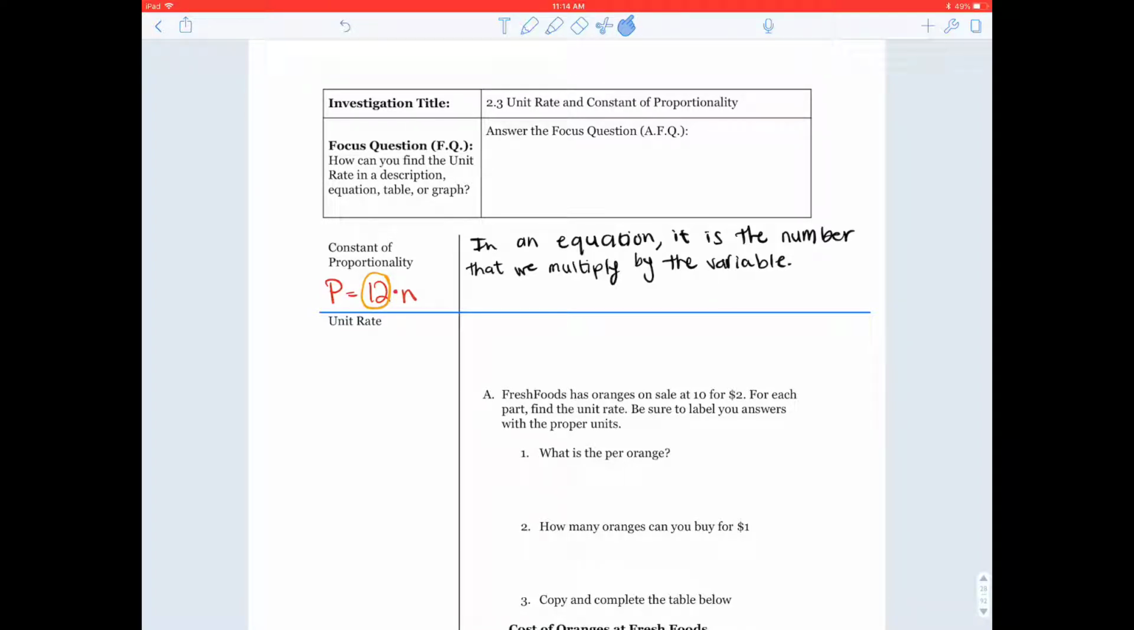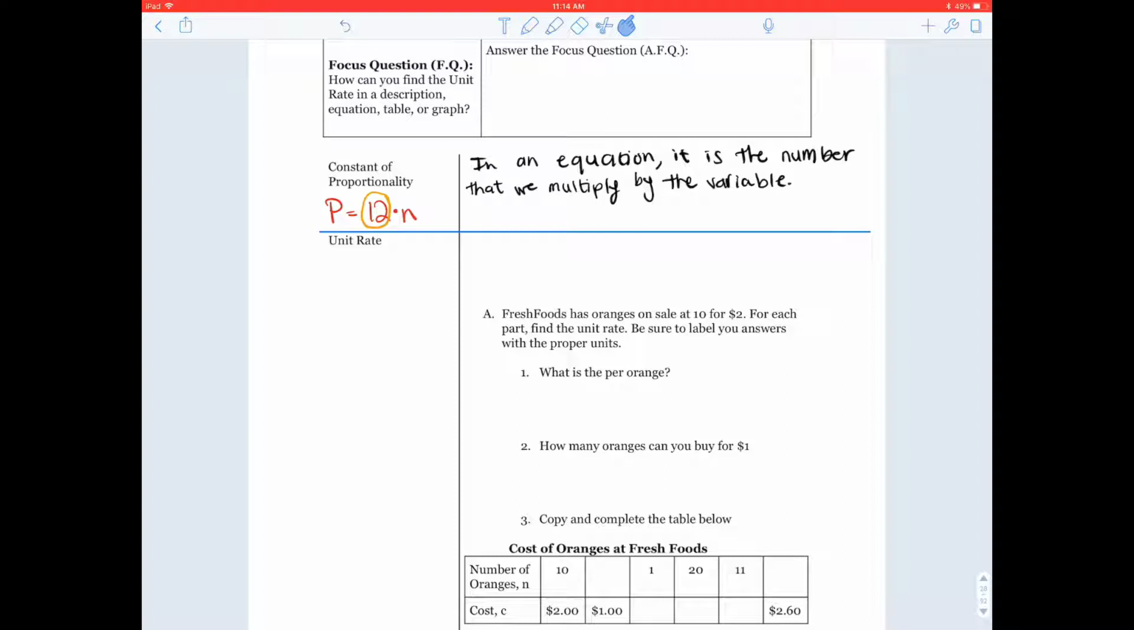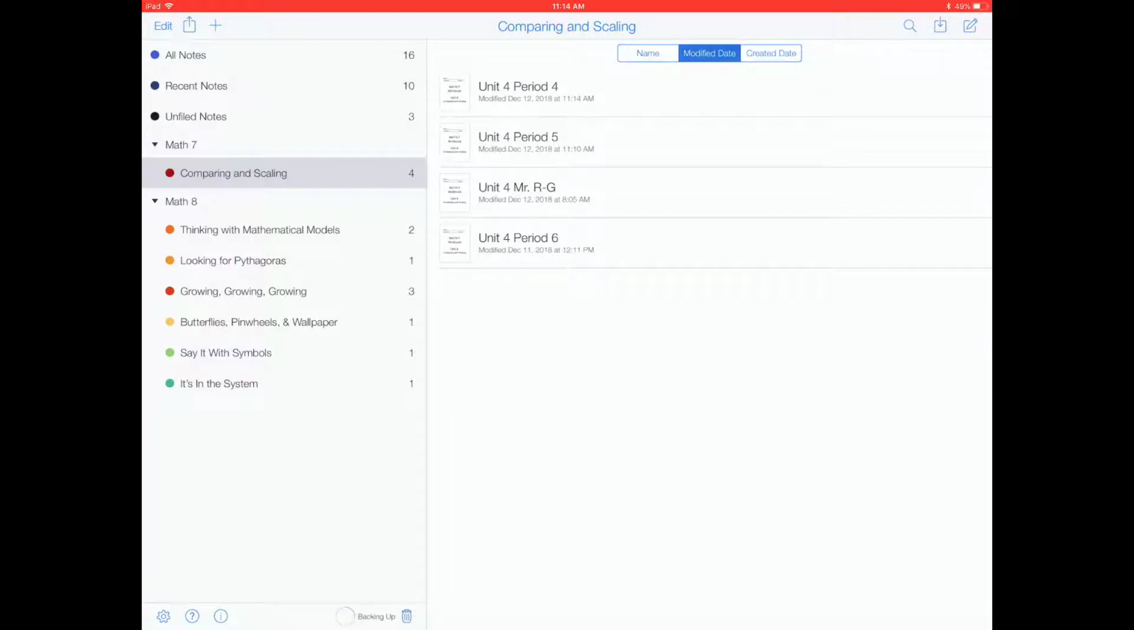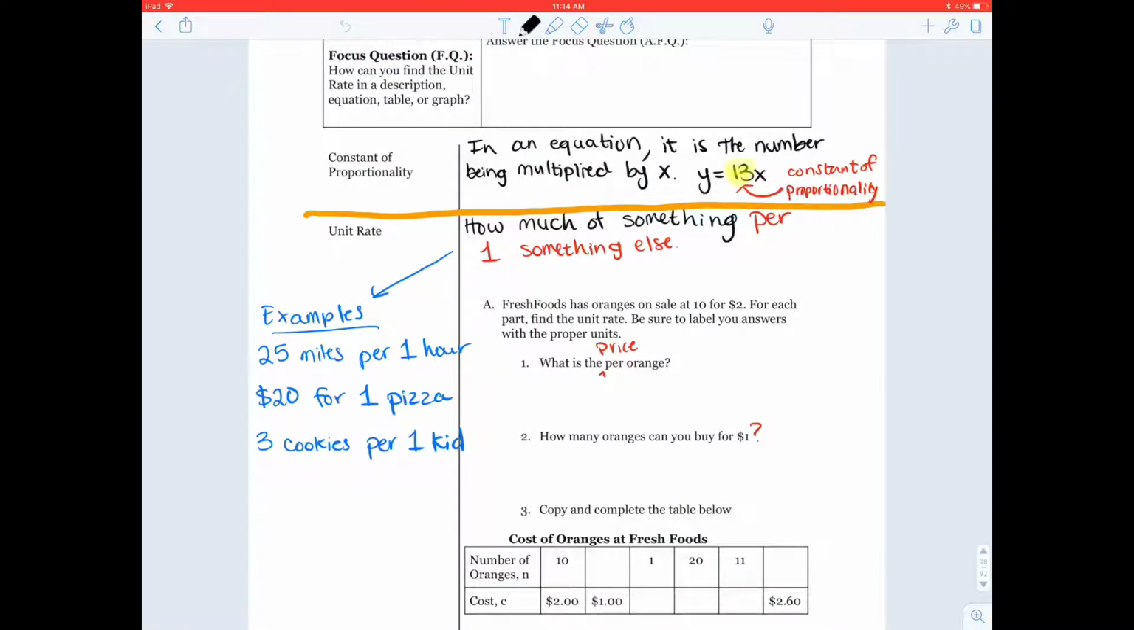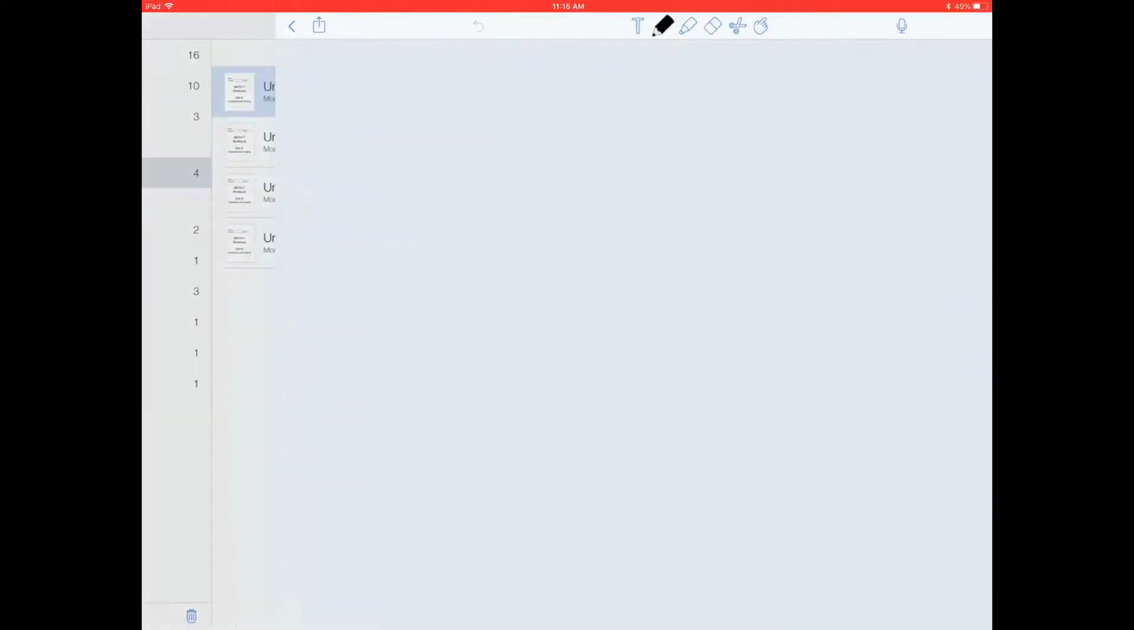Eventually, we're going to think of another word that describes the constant of proportionality. It'll become second nature, and it's going to be a little bit easier to understand than this very long vocabulary word. All right, let's talk about some unit rates. I found this definition that I really liked. It was how much of something per one something else. I know this sounds a little strange, but we'll explain it in a second.